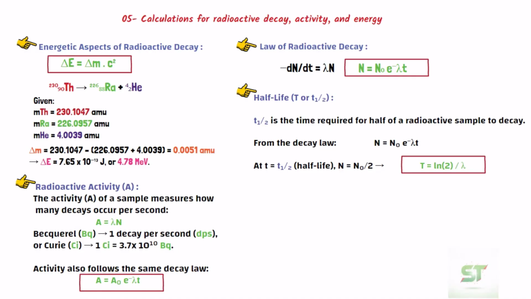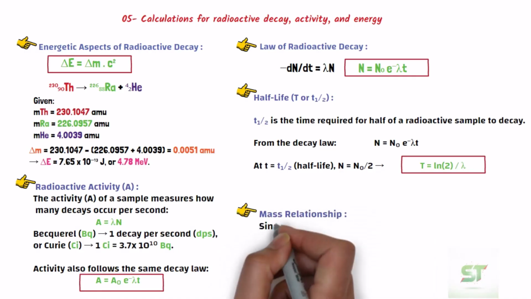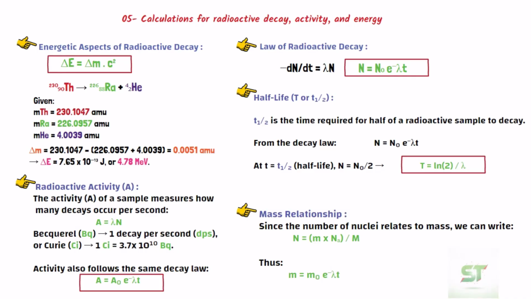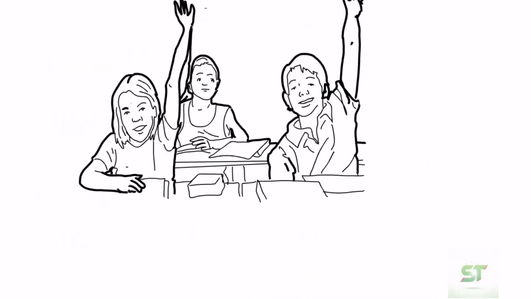Mass relationships. Since the number of nuclei is related to mass, we can write N equals m times N_A per M. This gives the new relation: m equals m0 exponential minus lambda t. This tells us the remaining mass of a radioactive species decreases exponentially over time.